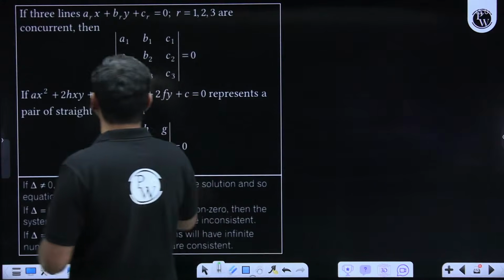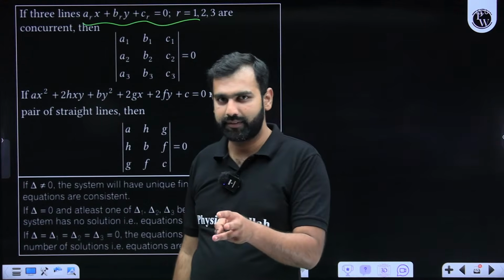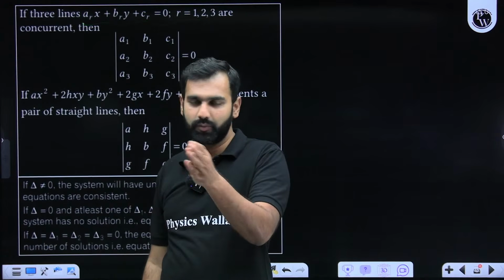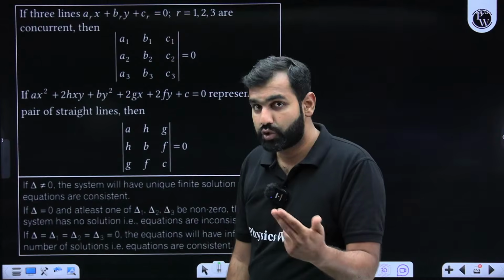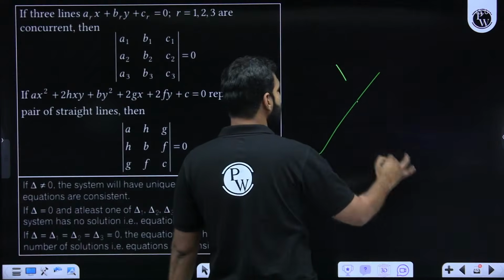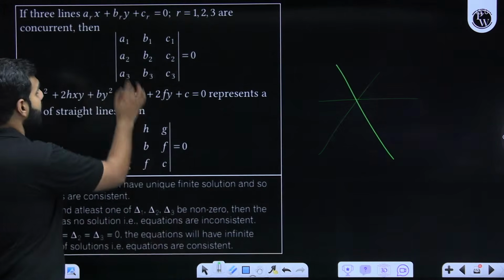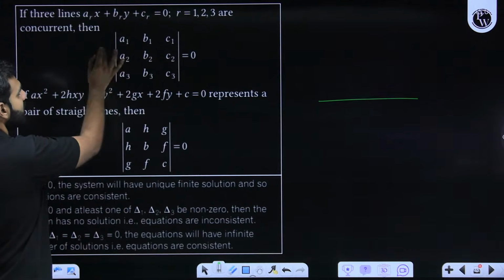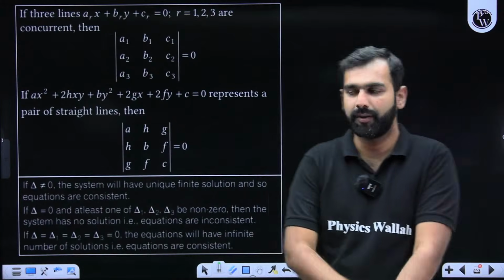With that, how do we use determinants in coordinate geometry? Let's say there are three lines, a1x + b1y + c1 = 0, a2x + b2y + c2 = 0 and a3x + b3y + c3 = 0. Let's say I wish to verify whether these three lines are concurrent or not. What do I mean by concurrent? That they all should be passing through one single point. Then for concurrency, the determinant a1 b1 c1, a2 b2 c2 and a3 b3 c3 should be 0.